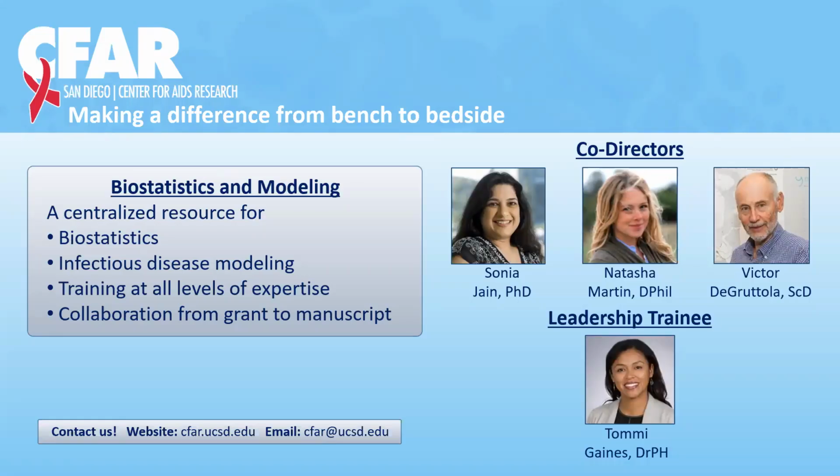Many of our local CFAR members have used the BAM Core services to provide quantitative support on their research projects. But as an overview, the BAM Core exists to provide expertise, collaboration, and training in the areas of biostatistics and infectious disease modeling. The BAM Core is led by our co-directors, Dr. Sonia Jane, Dr. Natasha Martin, and Dr. Victor DeGratola, and then with myself, Dr. Tommy Gaines, as a leadership trainee.